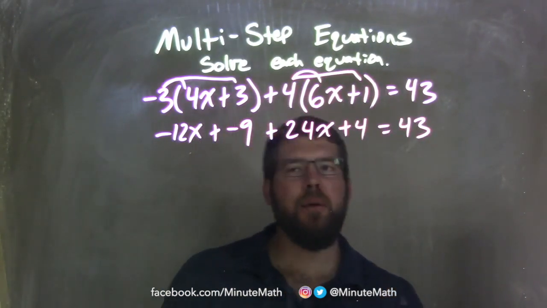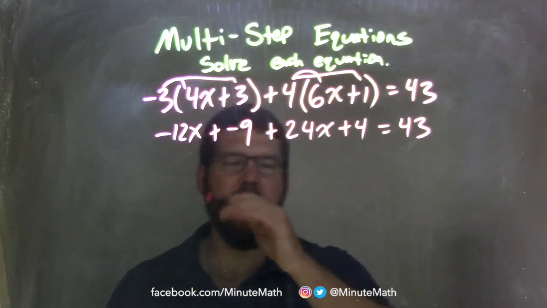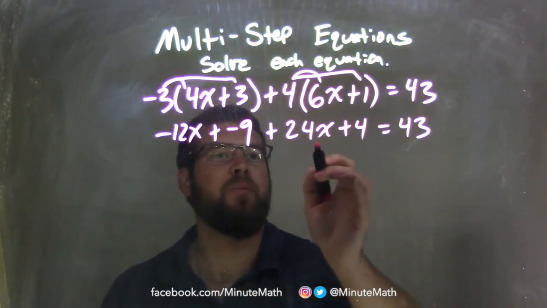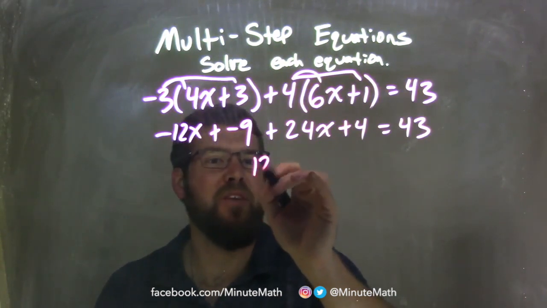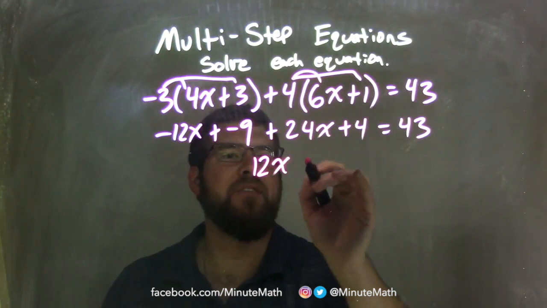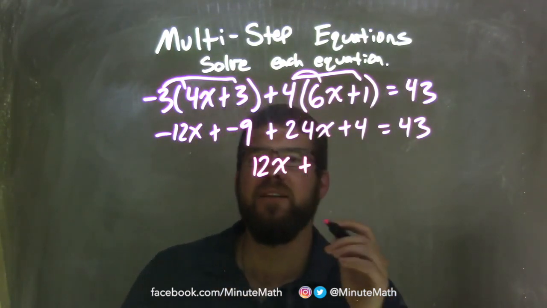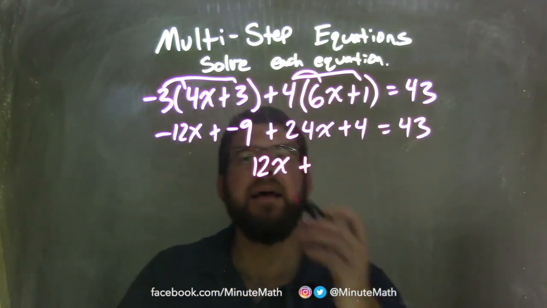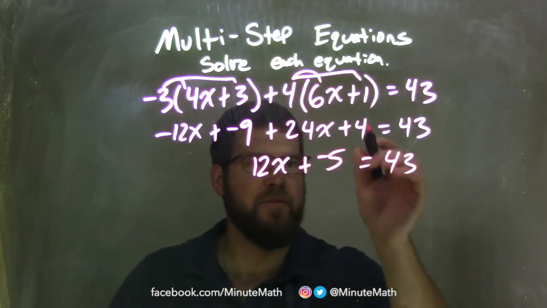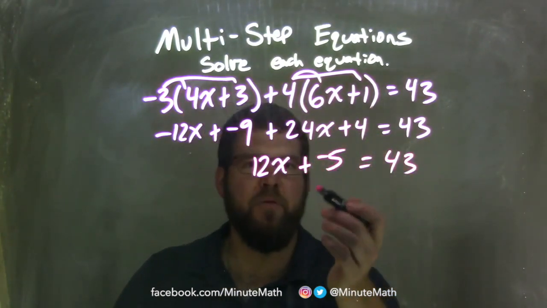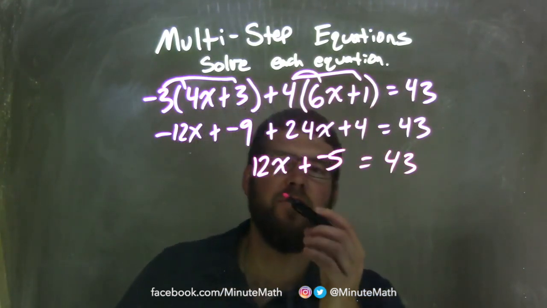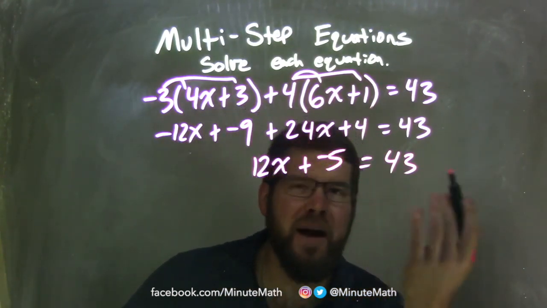Okay? Well, now I'm just going to combine my like terms. All right? Now, if you need to rearrange it, you can. I'm not going to. Negative 12x plus 24x is just 12x, right? 24x minus 12x is 12x. Negative 9 plus 4, well, that's adding a negative, or a minus sign, right, is a negative 5. Combining them, I have 43 over here. So 4 and negative 9 is a negative 5. 24 and negative 12 is positive 12. So we have 12x plus a negative 5, or a minus 5.